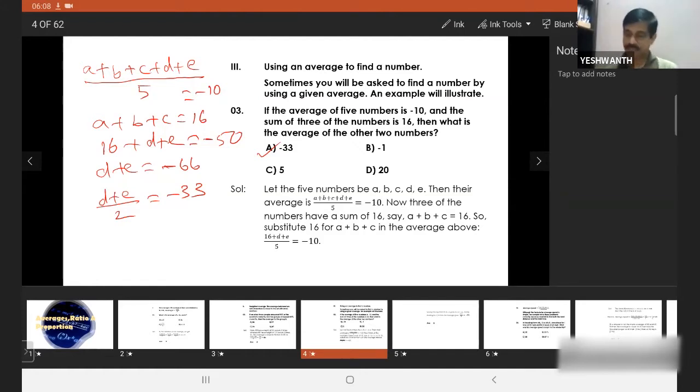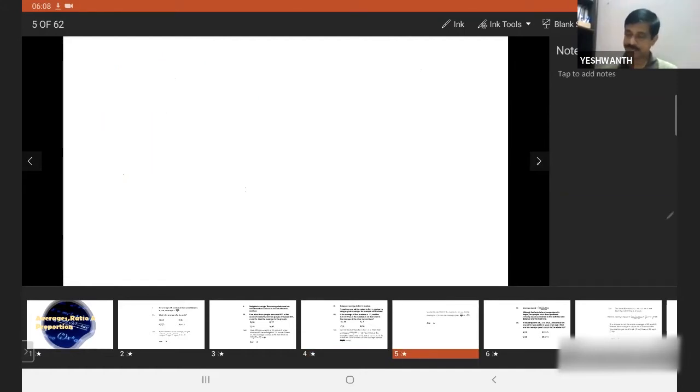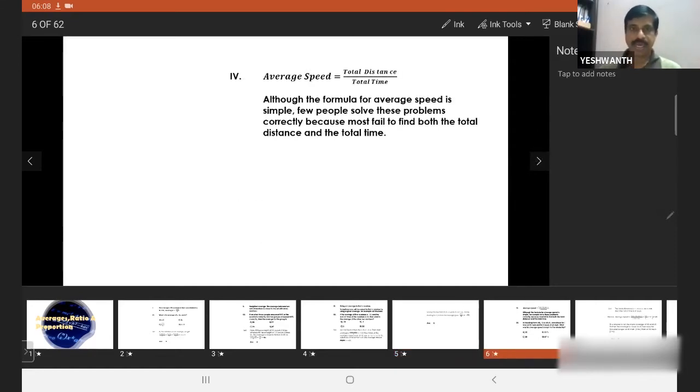Okay. So let us go to the next one. Average speed. What is actually speed? Speed is distance by time. So when I talk about average speed, I should talk about total distance covered by total time taken to cover that distance. So that is called average speed.